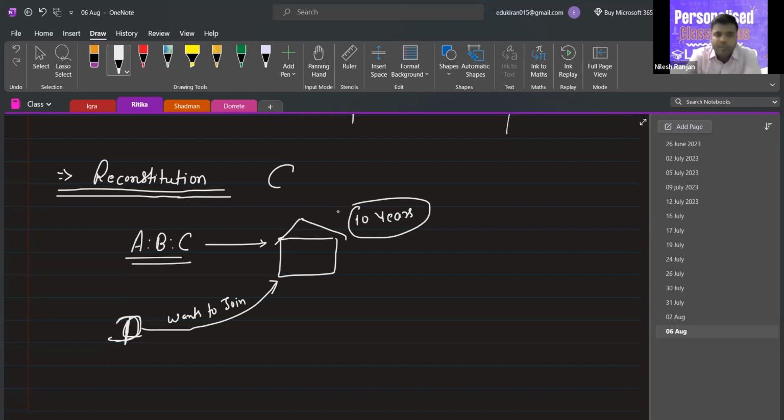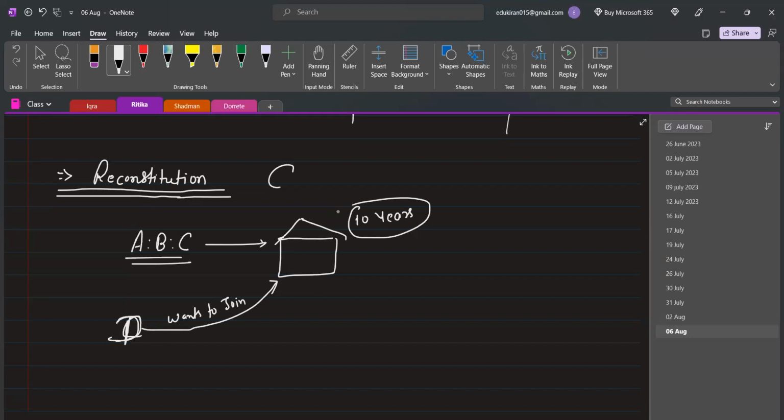D will join with the permission of A, B, and C. We have studied this, that every person who wants to join a running firm has to take the permission of all the partners. So consent of A, B, and C each is required for admission of D. D can join the firm only with their agreement, that A, B, and C agreed on the terms, or there is something required for admission.